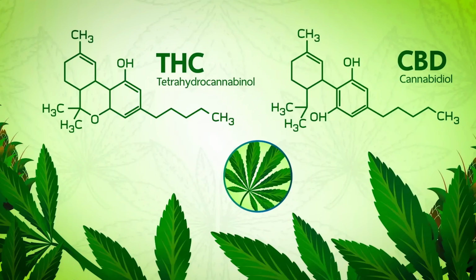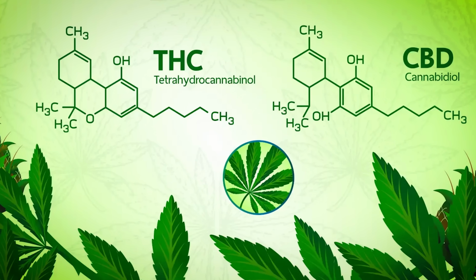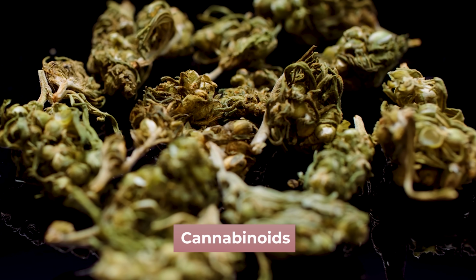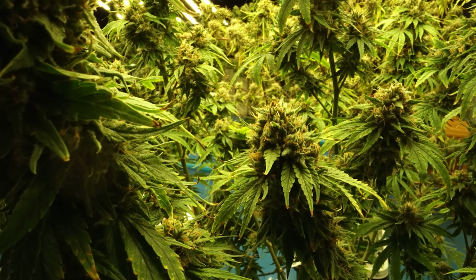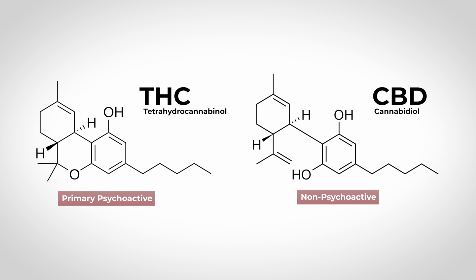The first thing we want to understand is that tetrahydrocannabinol, THC, and cannabidiol, CBD, are both examples of what are called cannabinoids. These cannabinoids are found inside the cannabis plant, but there are actually over 100 known cannabinoids. THC and CBD are just the two you hear the most about. THC is the primary psychoactive cannabinoid, while CBD is considered mostly non-psychoactive.